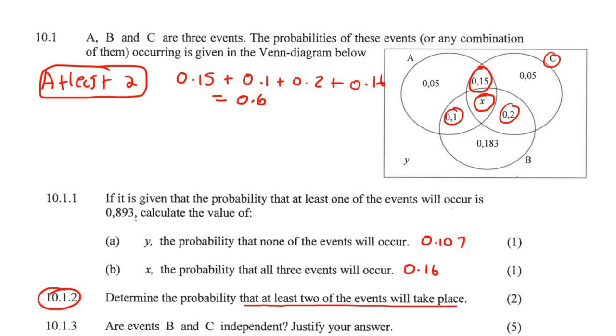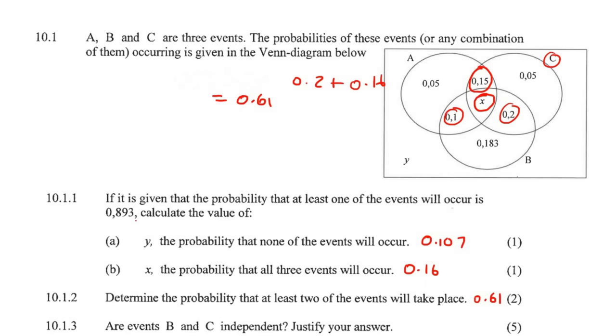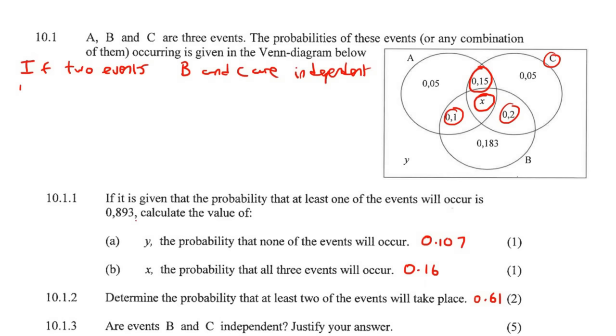The last one says, are events B and C independent? Justify your answer. Okay, so we've got a formula for independent, right? The independent formula goes like this. So if two events, let's call them B and C, are independent, then the following formula is true. P of B and C is equal to P of B multiplied by P of C. So this formula is only true if the events are independent. So we cannot say that they are equal right now because we don't know.